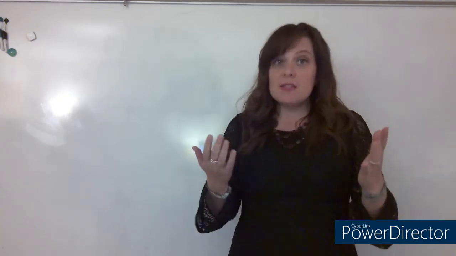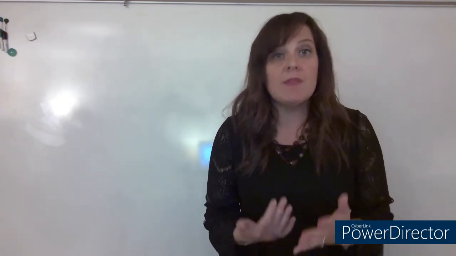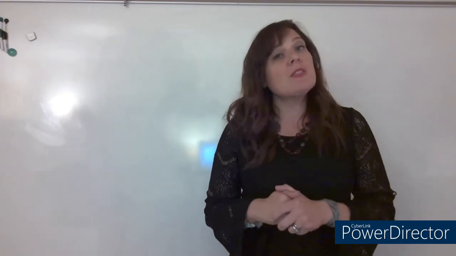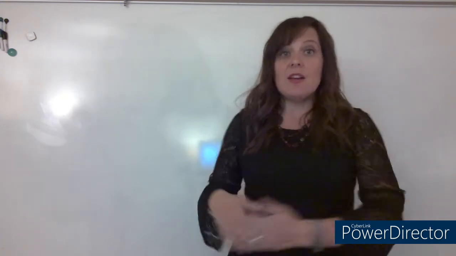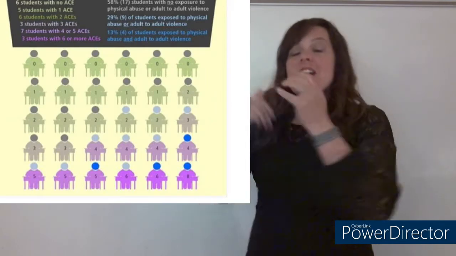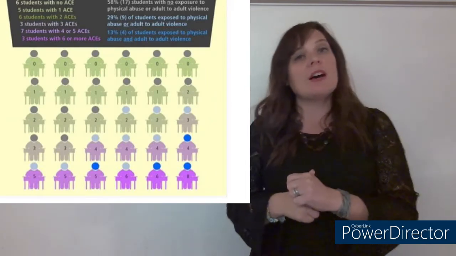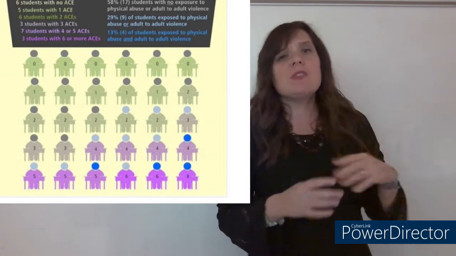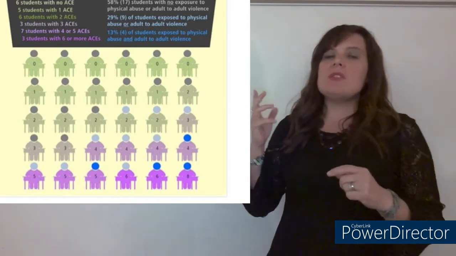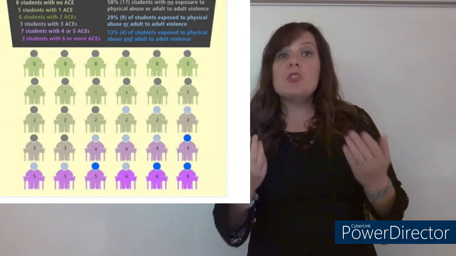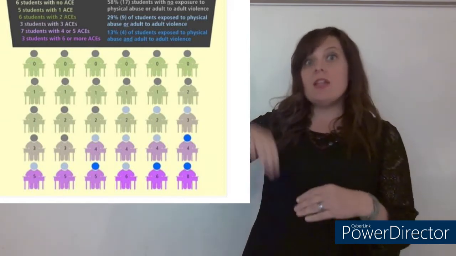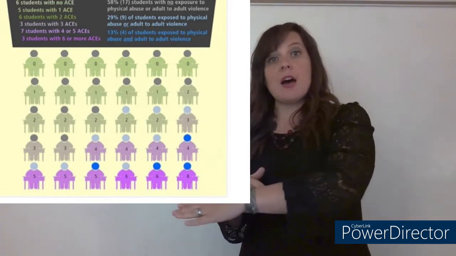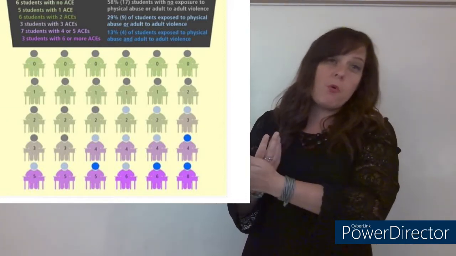So ACEs is kind of the culprit of the behaviors that you are typically seeing in the classroom. So how many of our students have these ACEs? Here is a chart about how many students in a typical classroom have ACEs. You'll notice that there's 1 or 2 that have 0. There's also 1 or 2 that have 9 or 10. The majority of students have 3 to 7 ACEs, with the top of the bell curve being 3 or 4 ACEs.